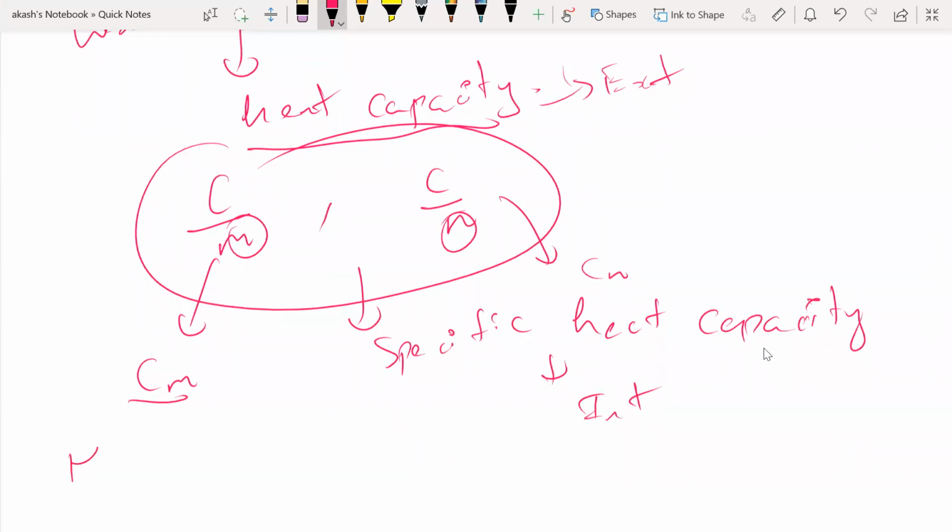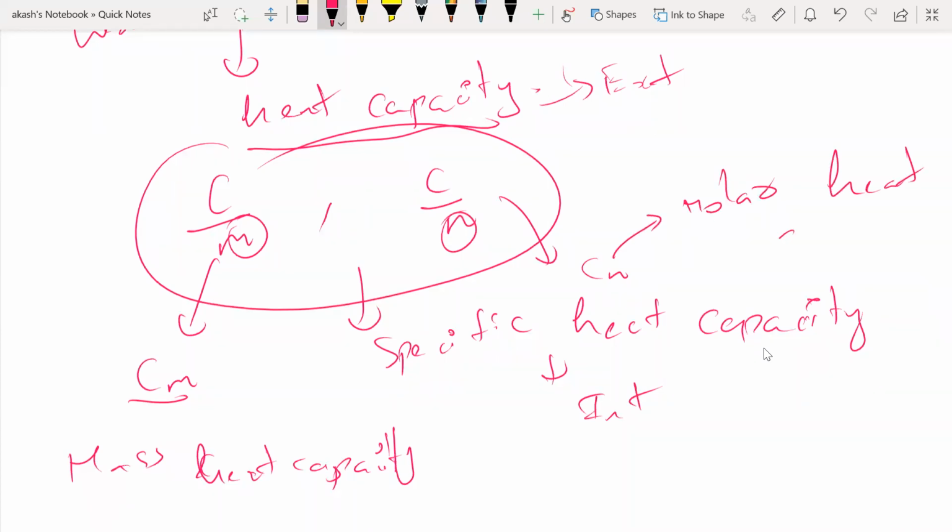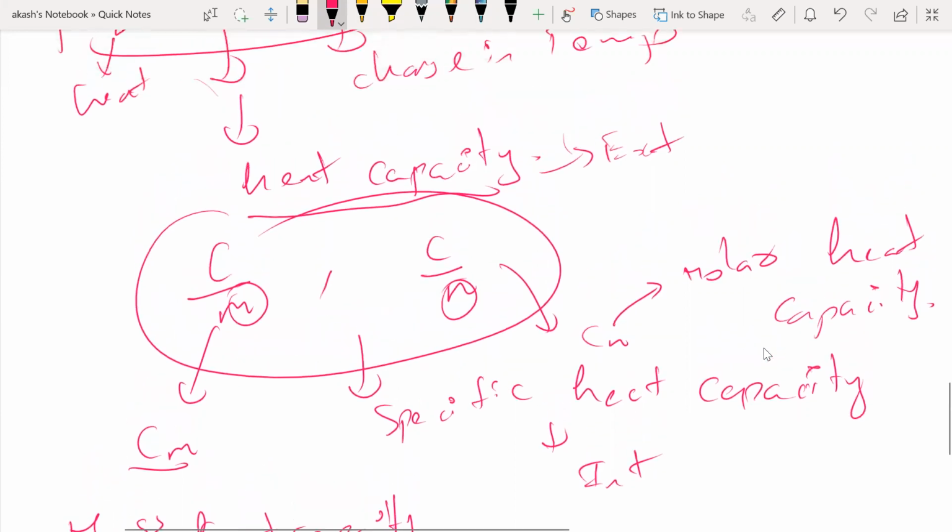This Cm is what is called your mass heat capacity. And this one, Cn, is what is called your molar heat capacity. If I divide by the number of moles, it's called molar heat capacity. If I divide by the mass, it's called mass heat capacity. And both are called specific heat capacities together. Now, how do we define this?